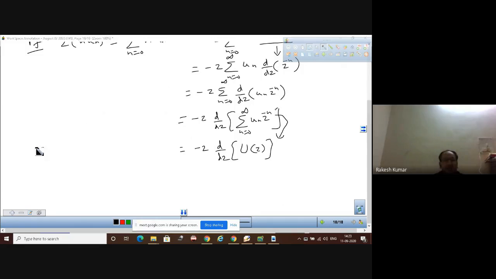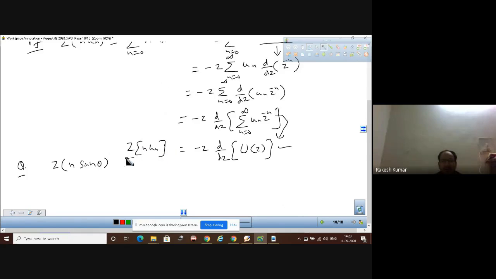Now let us try to apply this result in questions. Find the Z transformation of n sine of n theta. For this, we know that we can apply the rule. What is this? This is the Z transformation of n U(n).